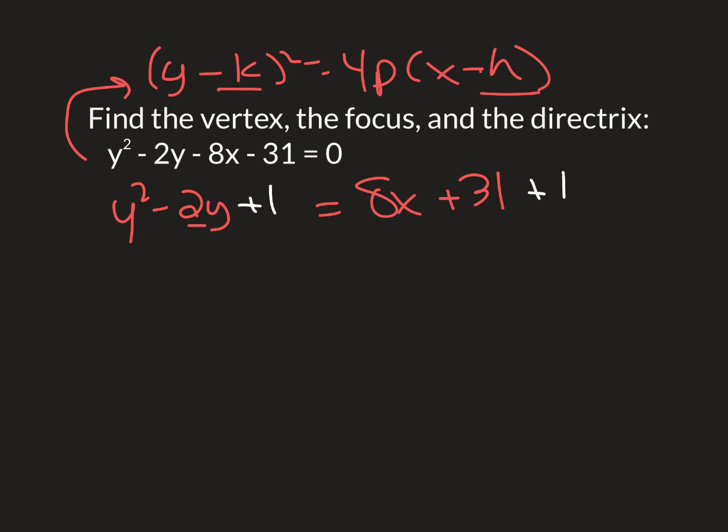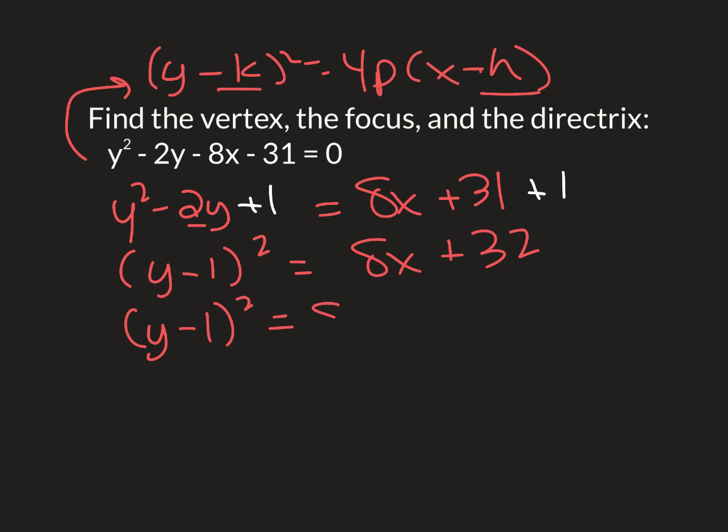Don't forget to add it to both sides. So my left-hand side then just becomes (y minus 1) squared. My right-hand side becomes 8x plus 32, which is very convenient because it gives me this. I can factor out that 8, and I get x plus 4. Now watch what I do here. The vertex is always the opposite of what's inside your parentheses, so my vertex is negative 4, 1.